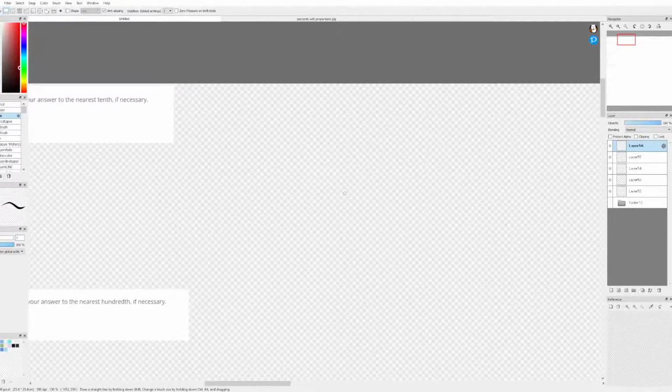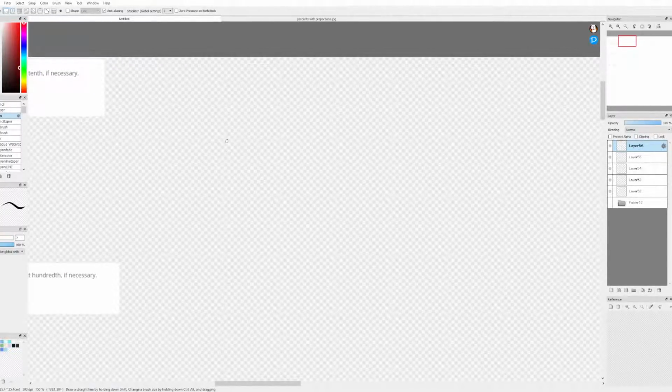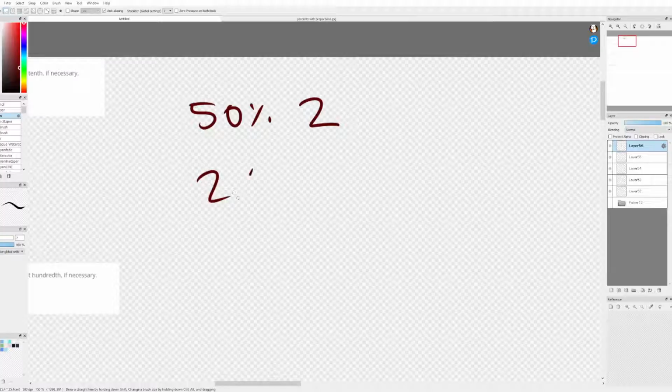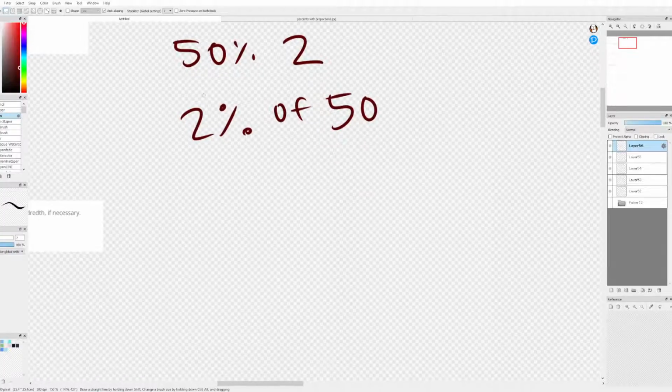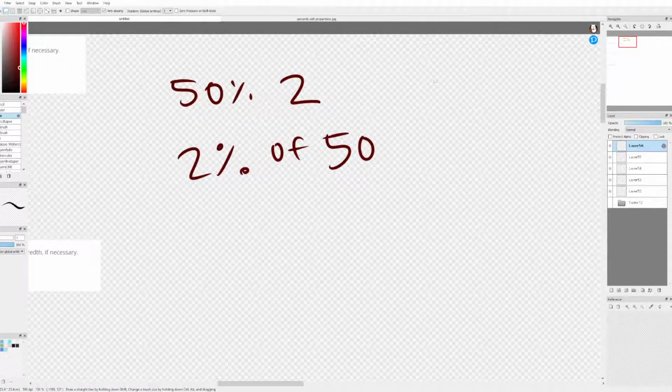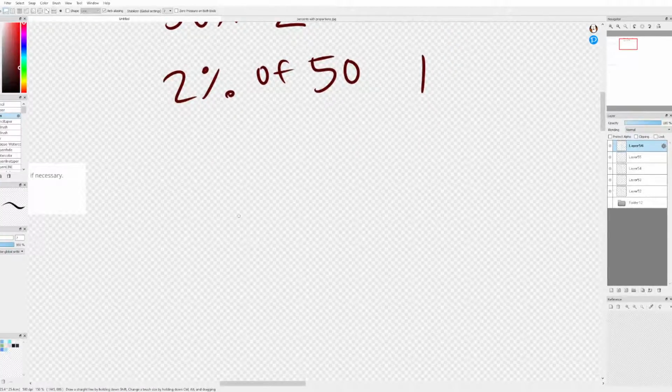Before we get into the proportion bit, one thing that I would like to say about percentages is that they are reversible. So if you have 50% of 2, that's the same as saying 2% of 50. Because 50% of 2 is 1, and 2% of 50 is also 1. Usually your brain has an easier time doing one than the other.